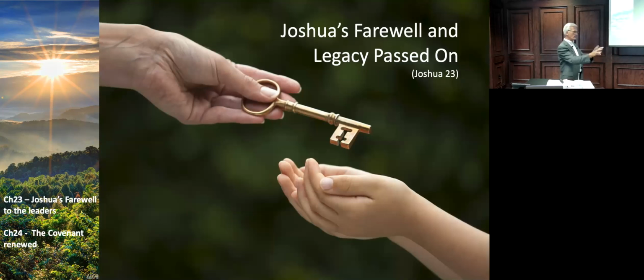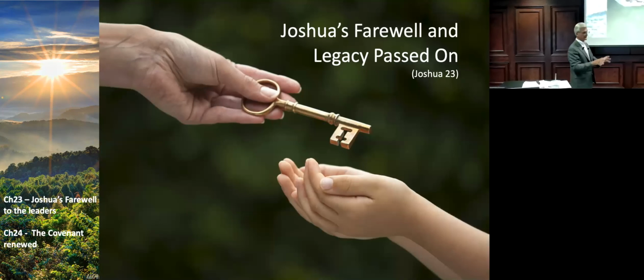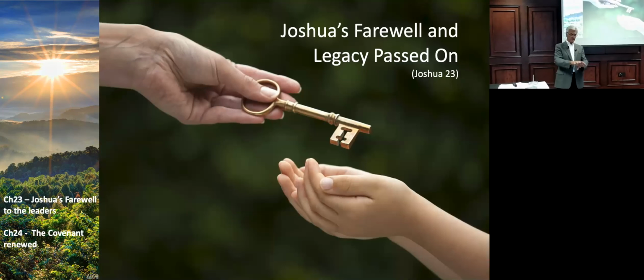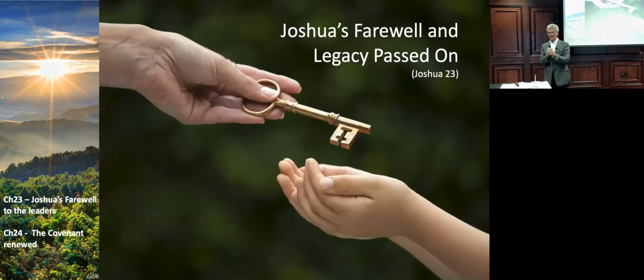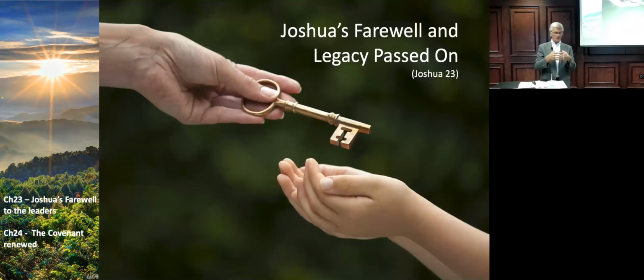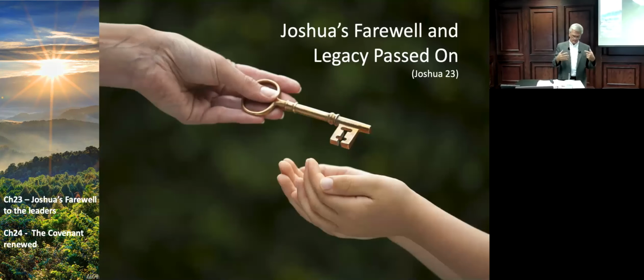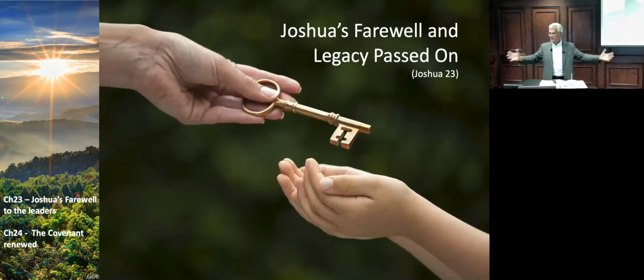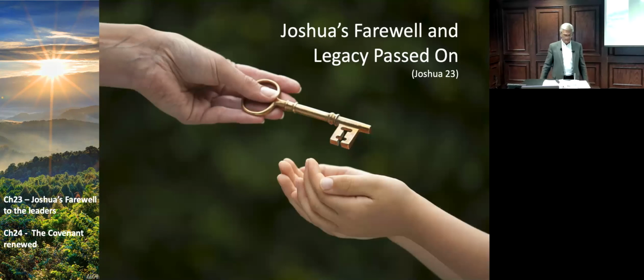Now, 23 and 24 seem to be talking about two different events. I have a feeling they are, but they're very close together. There may have been a period of time when they assembled all the elders and Joshua addressed them and gave them his farewell to the leaders. And then he addressed a larger group of the people and renewed the covenant, and he passed on everything he could to them as a legacy.